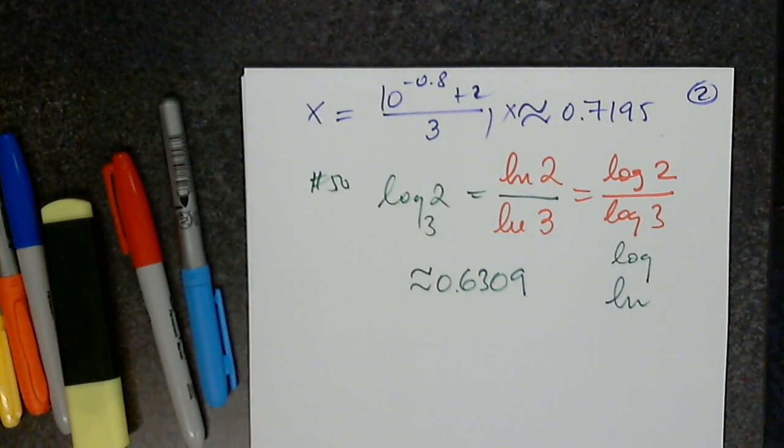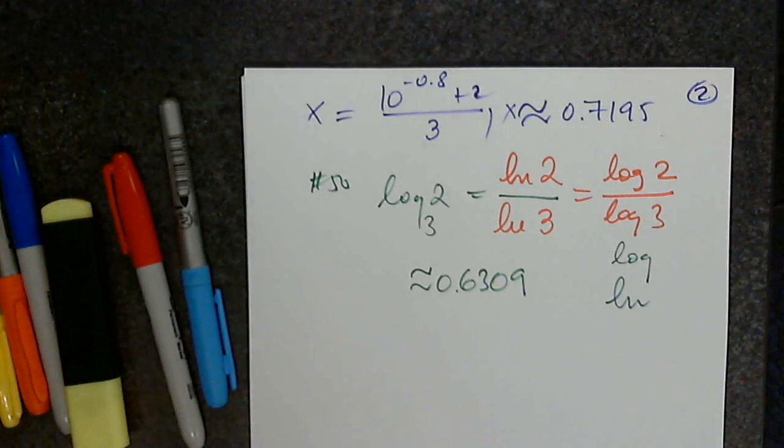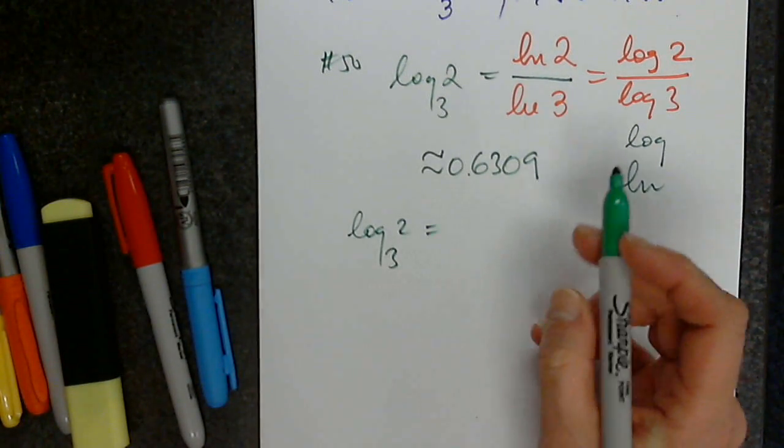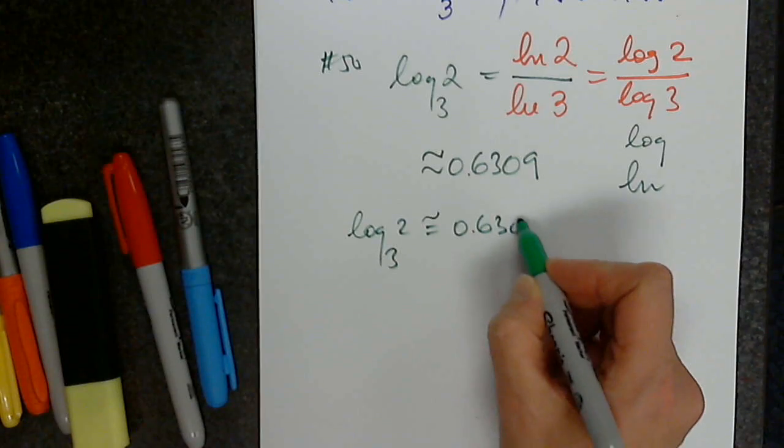Okay, how do I check my work? Plug it back into the original. I can't, so how do I check this? Careful. 3 raised to this number should give us 2. Let me show it. So I claim the log base 3 of 2 is approximately 0.6309.